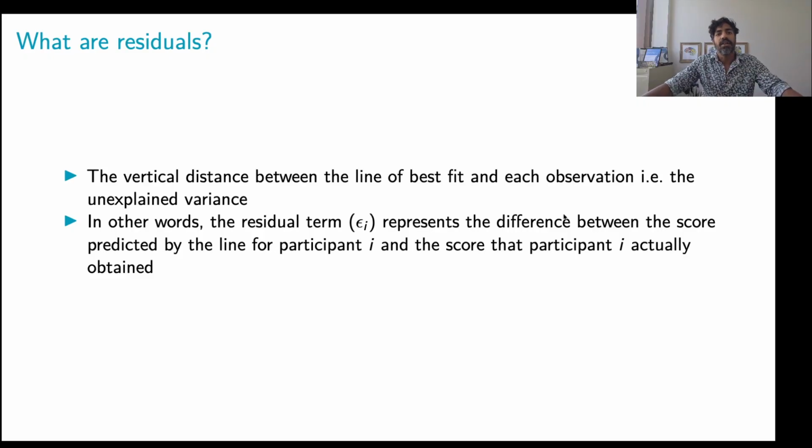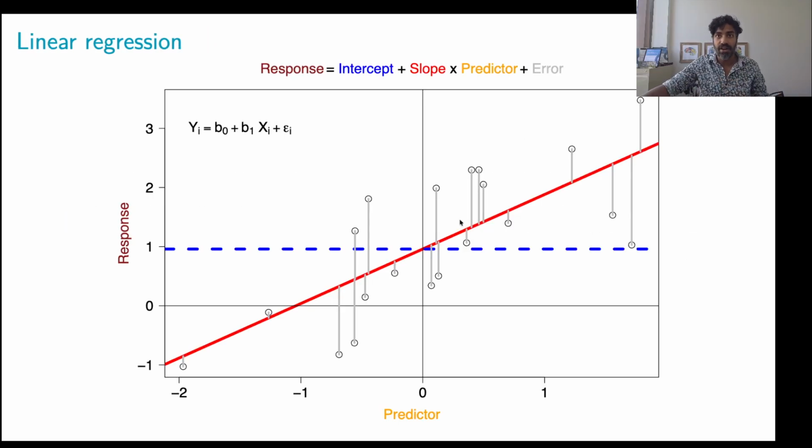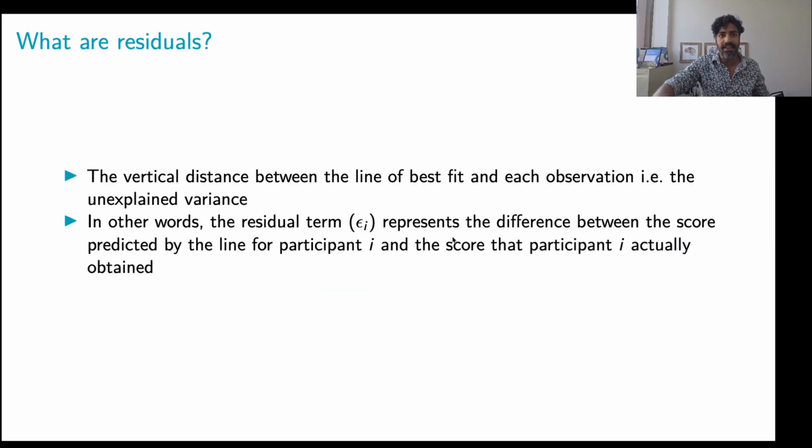Okay, so what are residuals? That is the vertical distance between the line of best fit and each observation. So this is the unexplained variance. When we talk about unexplained variance, that's the total difference between the data point we have and the line of best fit, the residuals there. These gray lines, you can think of them as all added together. In other words, the residual term represents the difference between the score predicted by the line for participant i and the score that participant i actually obtained, right? So that is what residuals mean in the context of regression.